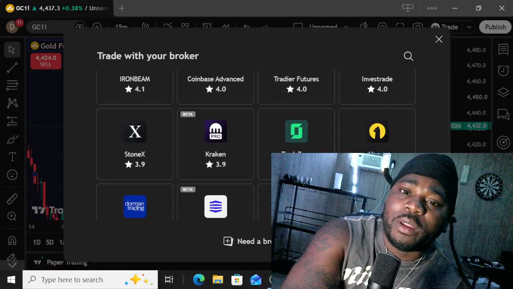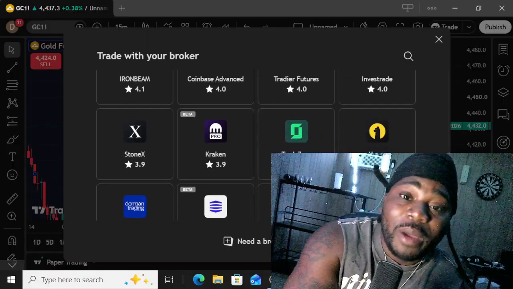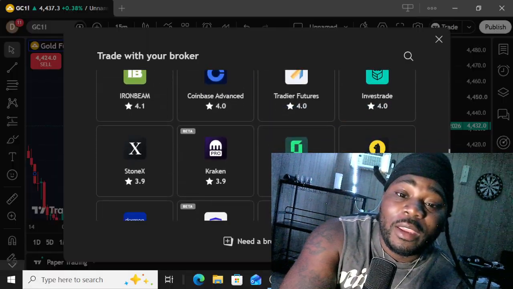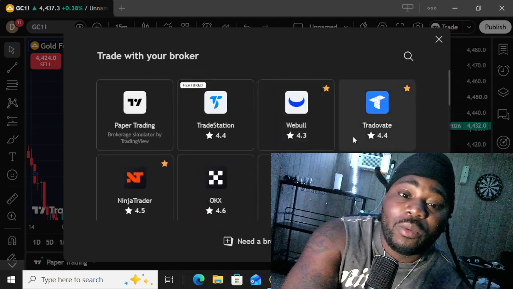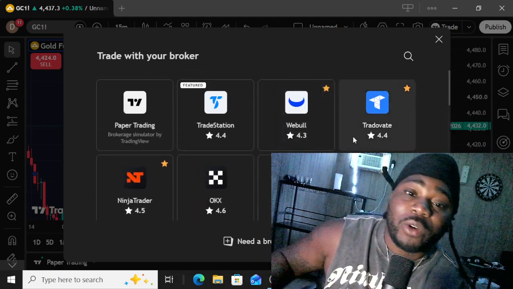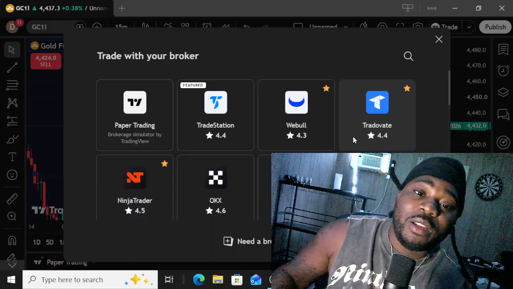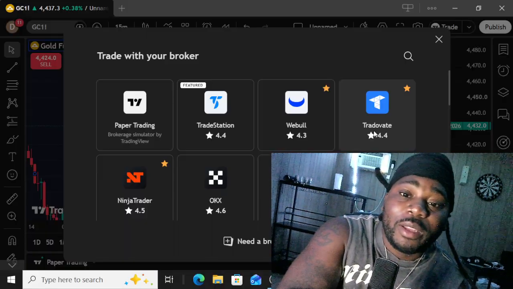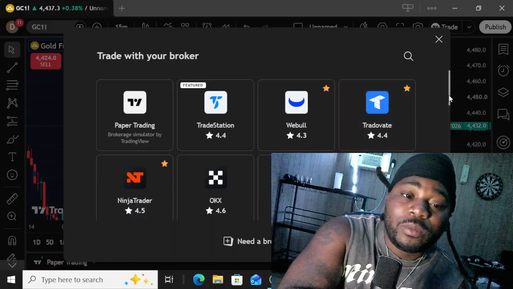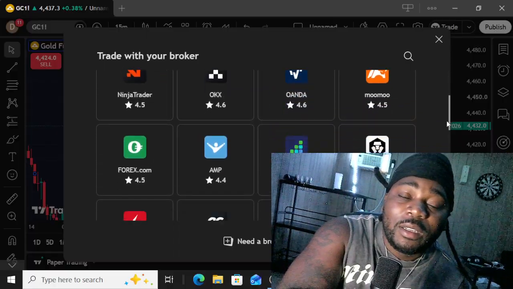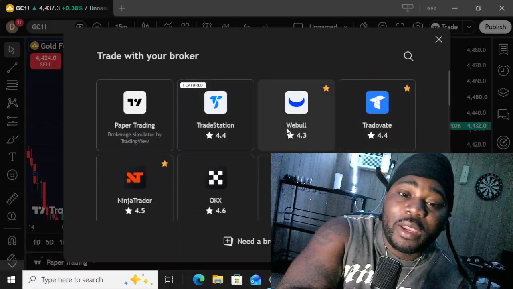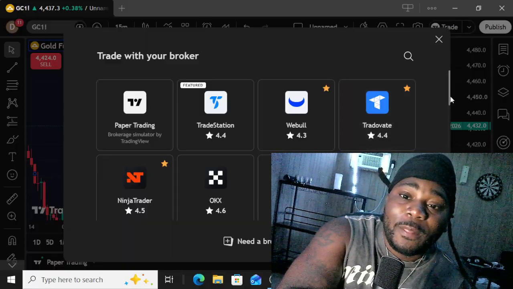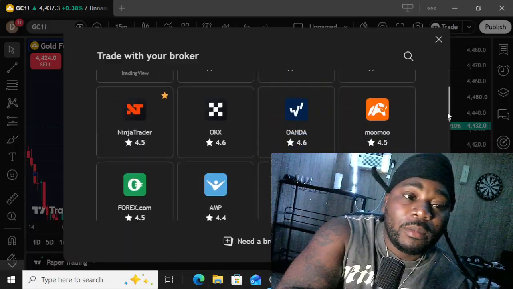This is where you will actually load up your money, and some of these brokers have their own platform. You can trade through there, or you can trade through TradingView. Once you load up your money onto one of these, you can actually start trading.